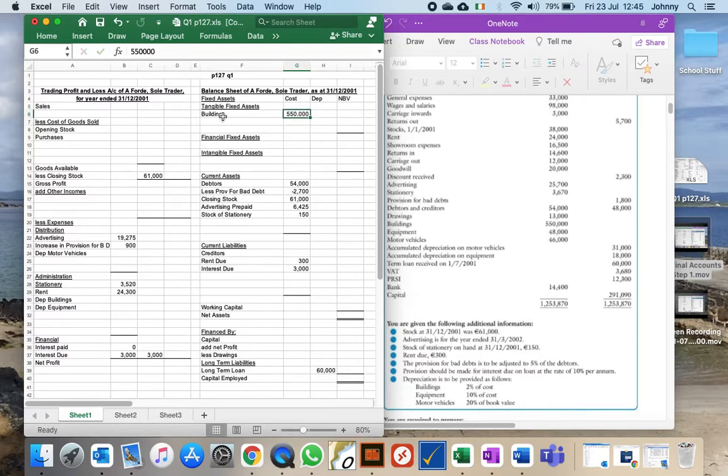Now it's 2% of that, and it says accumulated depreciation. Let's have a quick look. There's accumulated depreciation motor vehicles, accumulated depreciation equipment, but there's no mention of accumulated depreciation of buildings. So that means there is no depreciation already charged.